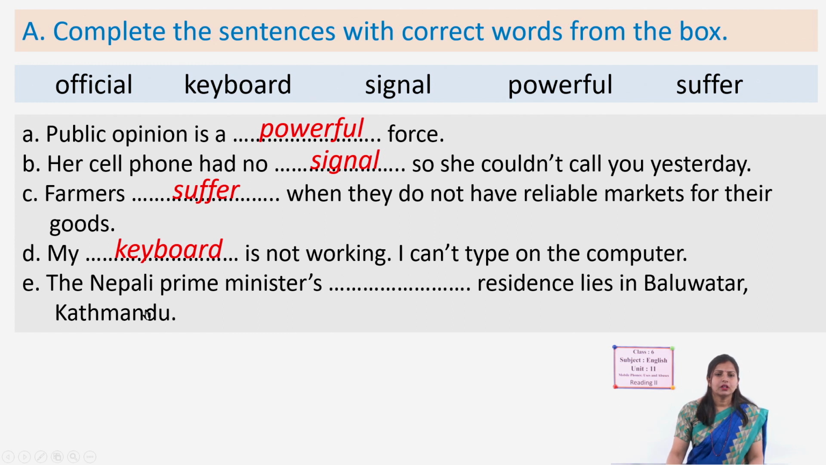Next, the Nepali Prime Minister's ... residence lies in Balwatar, Kathmandu. What type of residence? Have you visited Balwatar? Have you seen the Prime Minister over there? So, what type of residence is that? What is it called? Yes, of course, official. Yes, the Nepali Prime Minister's official residence lies in Balwatar. Okay, we are done with exercise A.